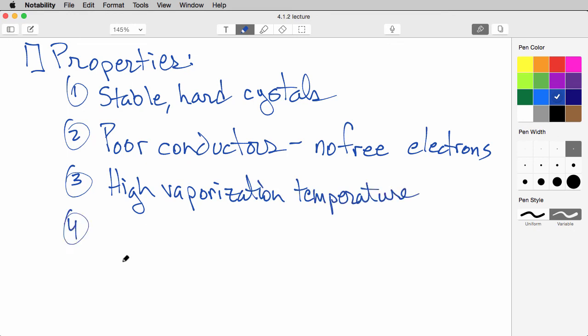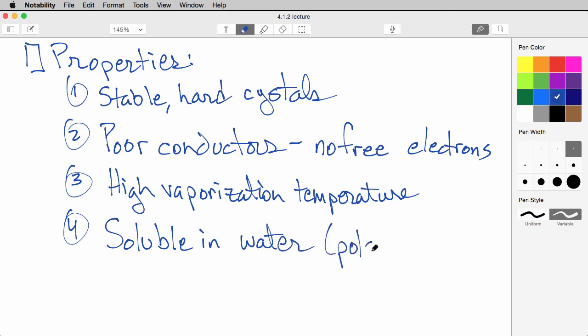And then lastly, the last property I'd like to highlight here is that they are very often soluble in water. And that's, of course, because water is a polar molecule and can easily pull apart the ionic bond. And that is quite obviously seen in salt water.